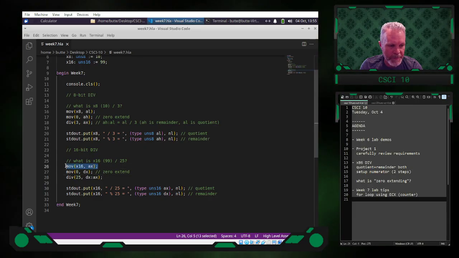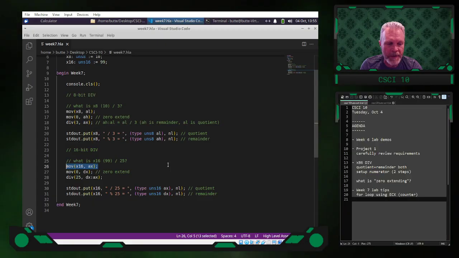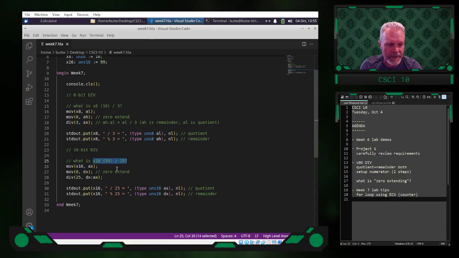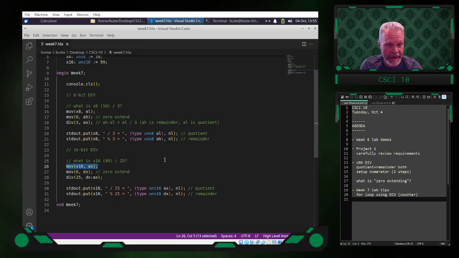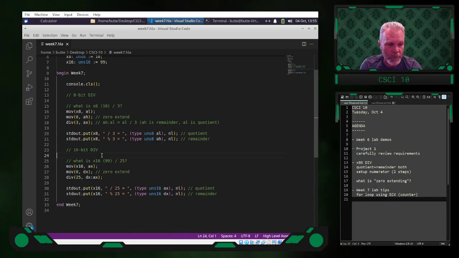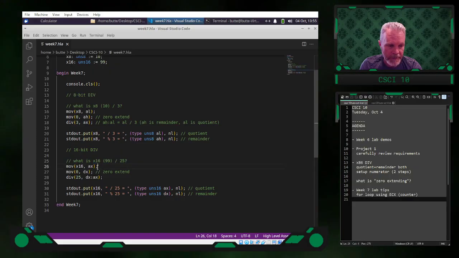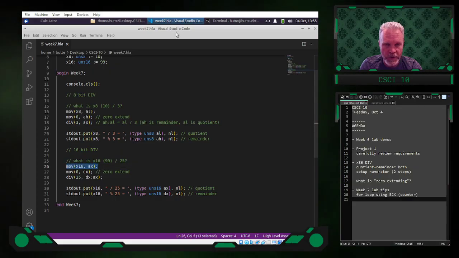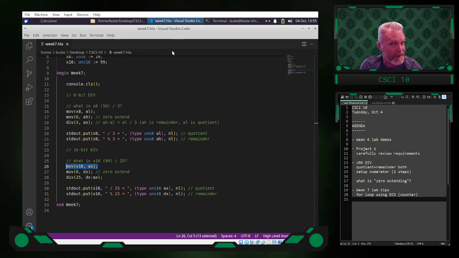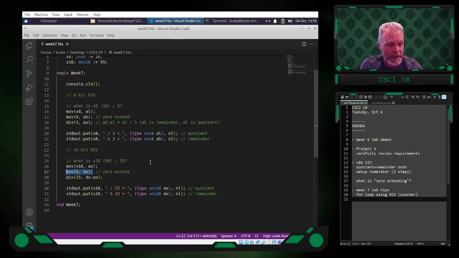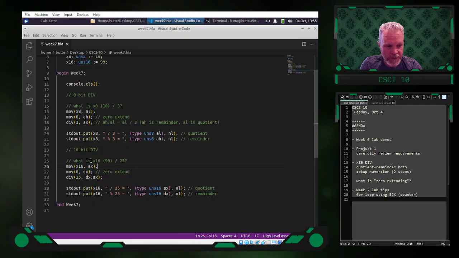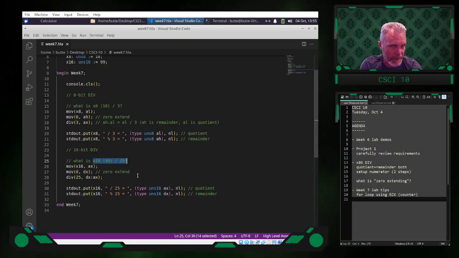I haven't done a move 0 to EAX yet, so yeah, same thing. X16 is a 16-bit value. If I want to know what is X16 divided by 25, then I have to put that value in AX. I have to, if I want to know the answer to this question. 16-bit division, the numerator value goes into AX because it has to. I 0 extend into DX because I have to. If I want to know the answer to this question, what is X16 divided by 25?